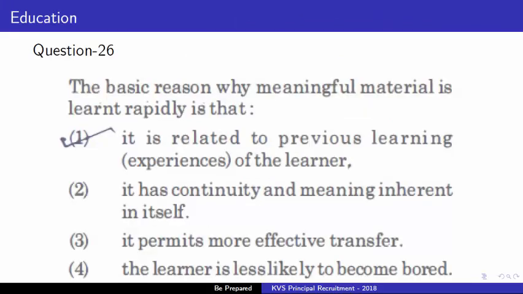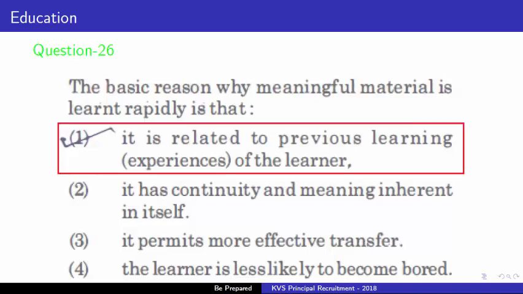Question number 26 is, the basic reason why meaningful material is learnt rapidly is that, options are number 1, it is related to previous learning experiences of the learner. Second option is, it has continuity and meaning inherent in itself. Third option is, it permits more effective transfer, and the last option is, the learner is less likely to become bored.